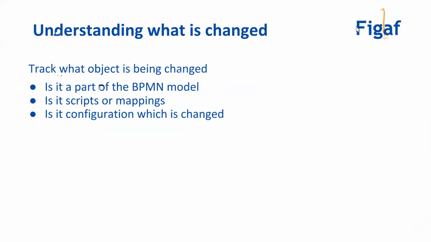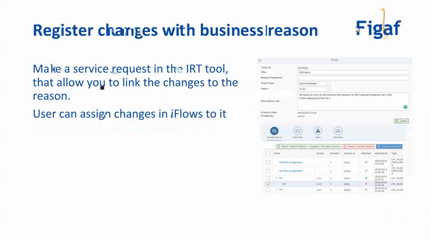And so we start out with understanding what was actually being changed in a specific business requirement. Figure out what's changed. Is it a script? Is it a mapping? Is it the BPM model? Then we want to register this with a business reason and actually allow users to figure out what was actually being changed in this case.